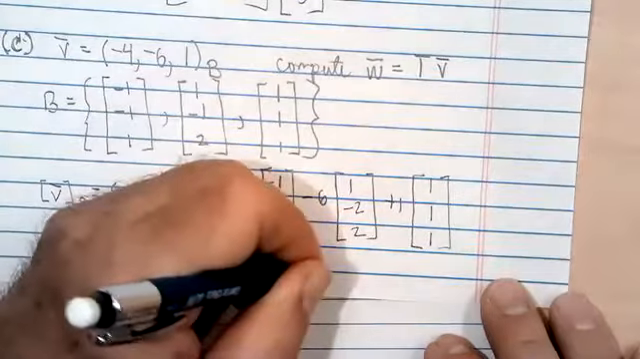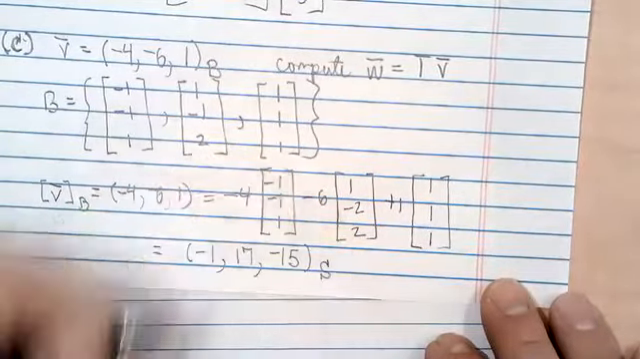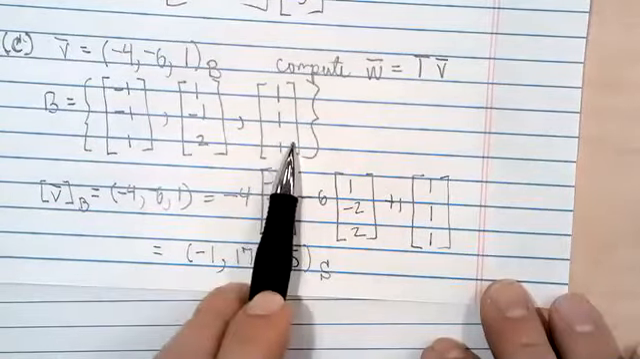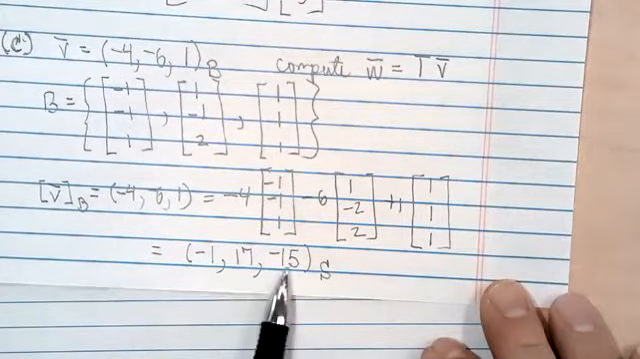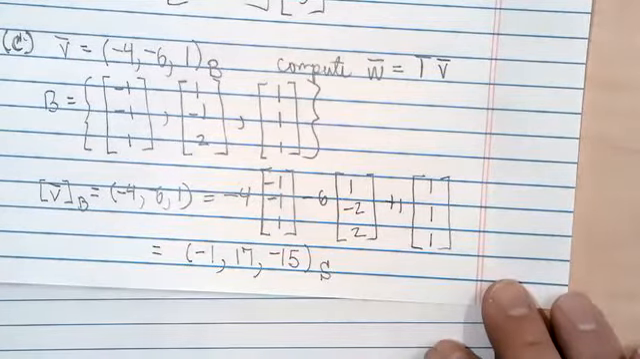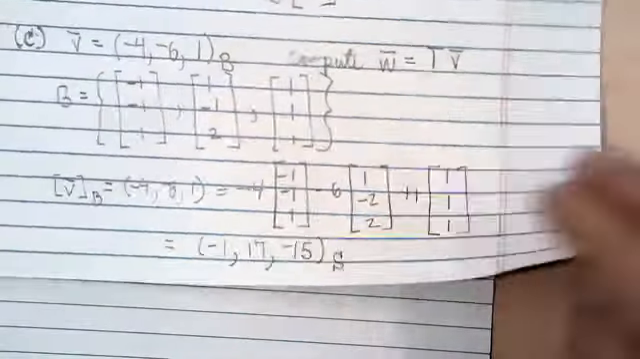Now these are vectors in the standard basis. So it's vector -4, -6, 1 in the B basis. It's vector -1, 17, -15 in the standard basis. So far, so good? Yeah, so basically what you're saying, to go from the coordinates of V in basis B to coordinates of V in the standard basis, it's just multiplying by B. Correct. Exactly correct.